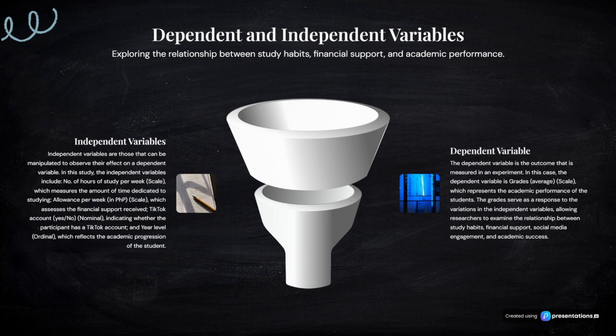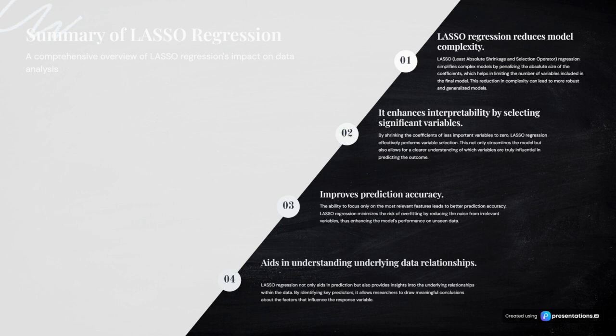Next is the dependent variable. The dependent variable is the outcome that is measured in an experiment. In this case, the dependent variable is grades, which represents the academic performance of students. The grades serve as a response to the variation in the independent variables, allowing researchers to examine the relationship between study habits, financial support, social media engagement, and academic success.